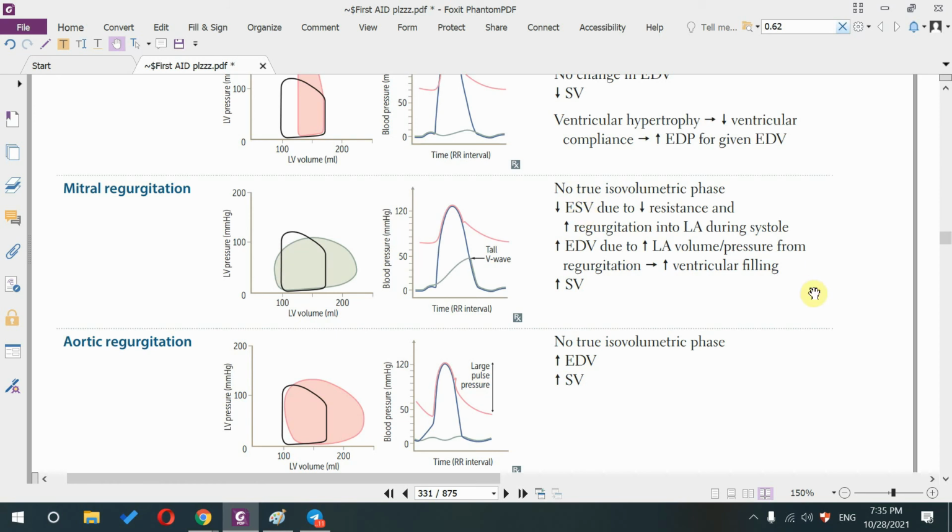So the decrease in the end systolic volume happens due to decreased resistance and increased regurgitation into the left atrium during systole. So this is the left ventricle, guys. At this point, you are supposed to close what? Which valve are you supposed to close at this point? Exactly this point. Someone write me.